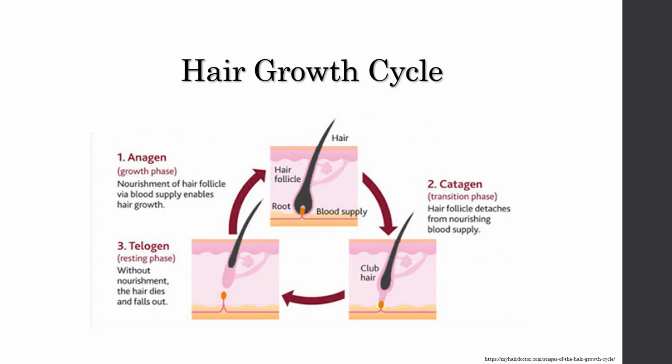Hair is one of the best examples of the body operating on a biological rhythm. Not all follicles are synchronized, which is why you don't shed all your hair at once. And for that, we are all grateful. There are three major phases. Anagen, or the growth phase. This is the active phase.